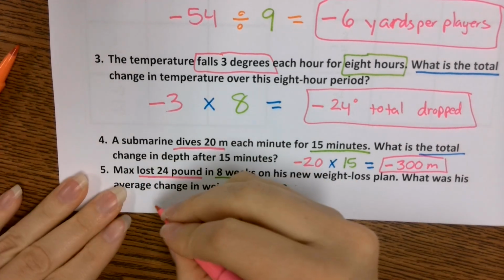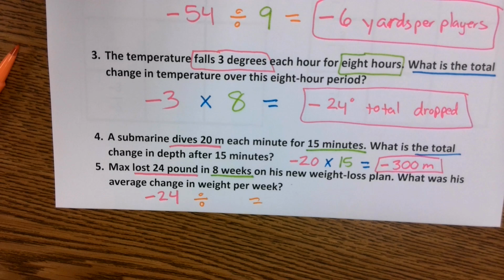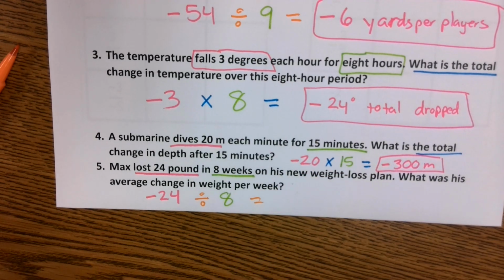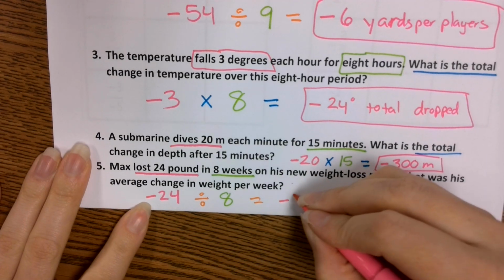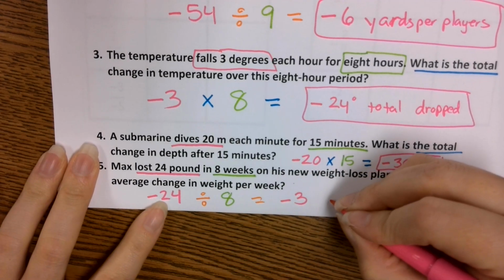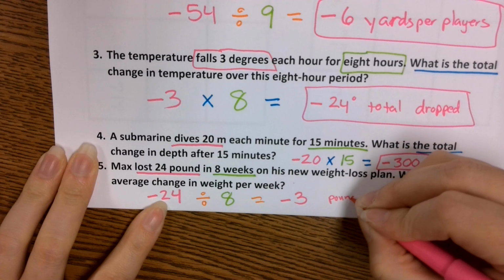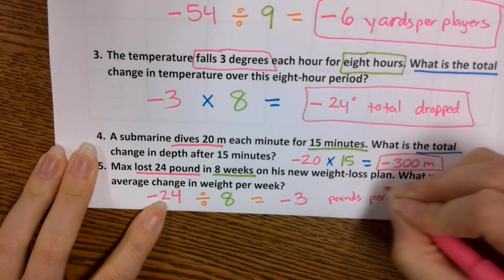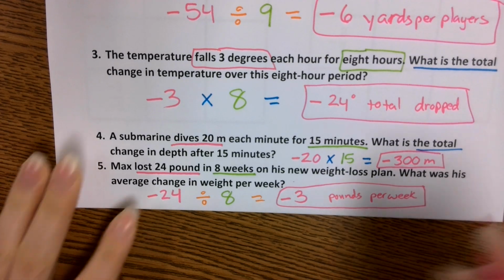So we're taking that 24 pounds that he lost, which is negative, and we're going to divide it by the 8 weeks, which was time. That's positive. And when we divide, we come out with negative 3. So negative 3 pounds per week.